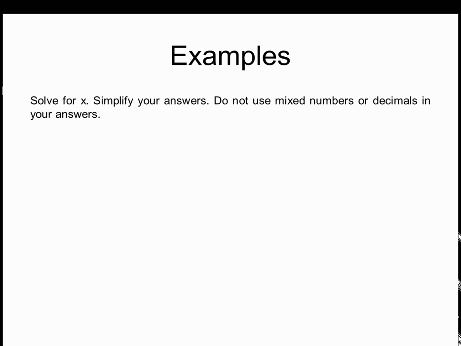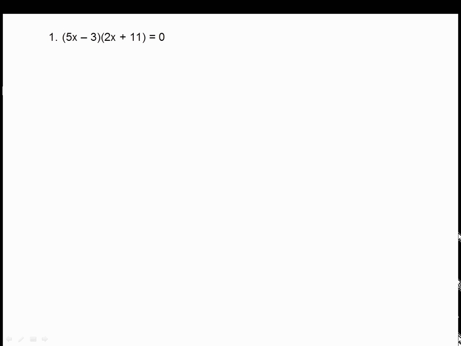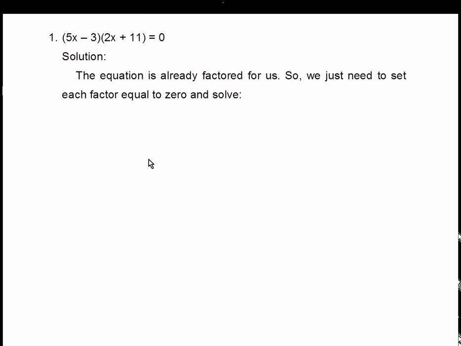Some examples. Solve for x. Simplify your answers. Do not use mixed numbers or decimals in your answers. Again, the usual directions that I have. Here's our first one. I have 5x minus 3 times 2x plus 11 equals 0. Notice it is factored for us, and it is already set equal to 0. So steps 1 and 2 have already been done for us. So now we're at the stage of setting each factor equal to 0 and solve.